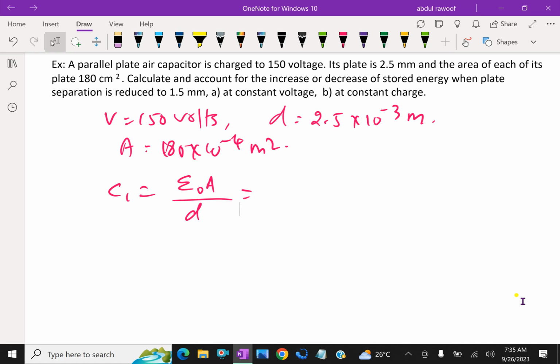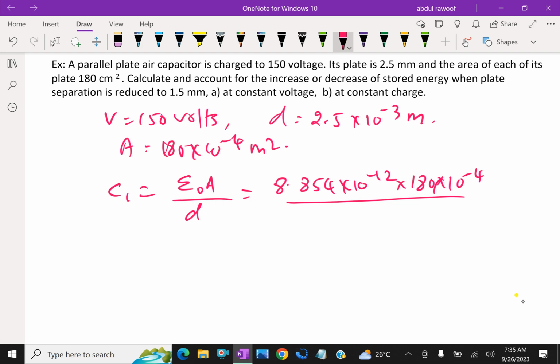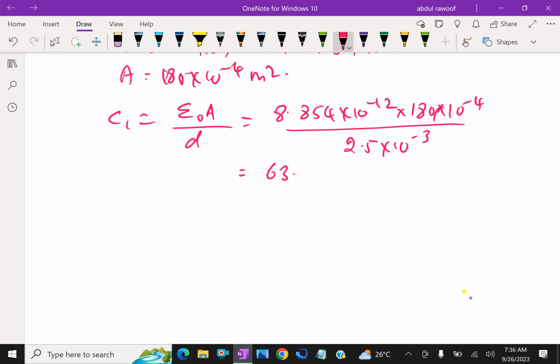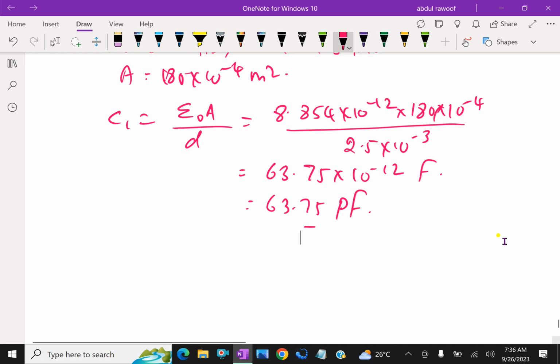then by using these values, here epsilon 0 is 8.854 into 10 raised to minus 12, into A is 180 into 10 power minus 4, over separation D is given as 2.5 into 10 power minus 3 meter, which by calculation gives 63.75 approximately into 10 power minus 12 farad, which we can write as 63.75 picofarad because 10 power of minus 12 is pico.